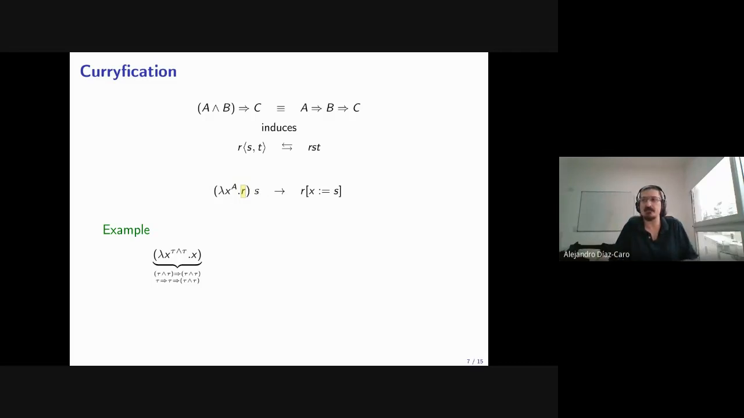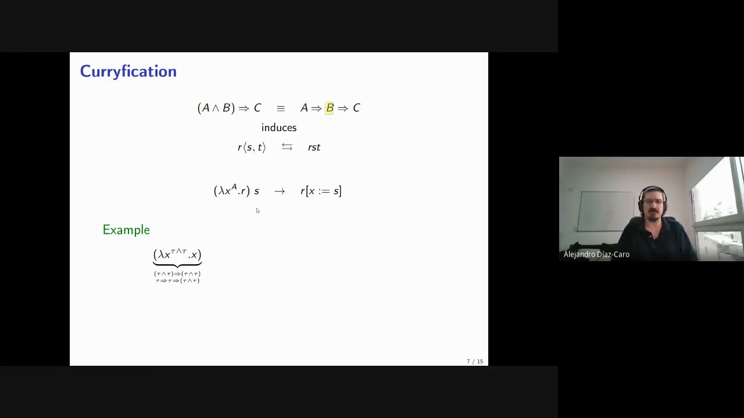Okay, and I replace it by the witness that you give me, this proof of A, and this is what this means. But now we have a little problem, because this construction can be like this, but can be of type A and B, or can be of type A implies B implies C. So you don't know exactly.